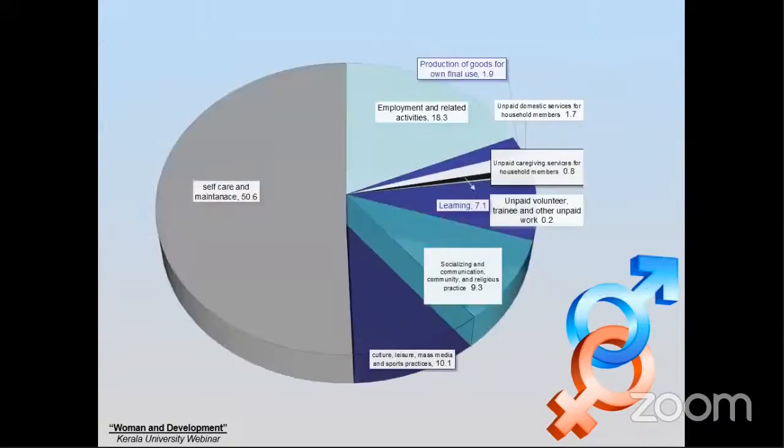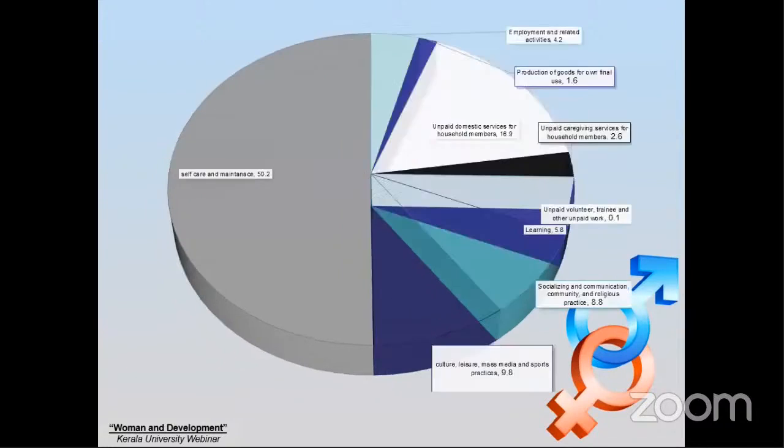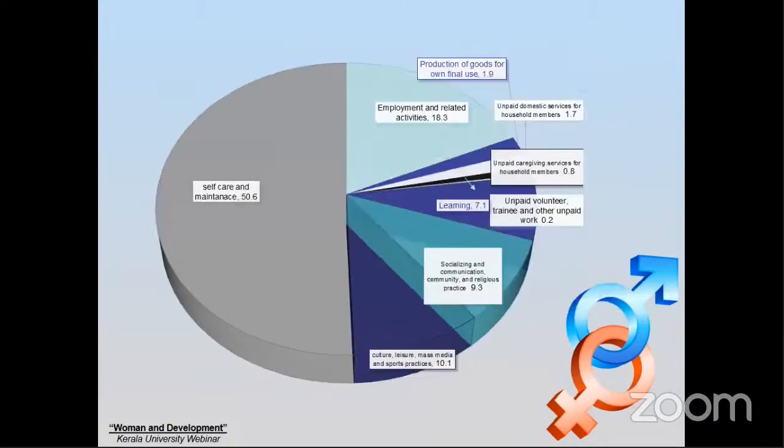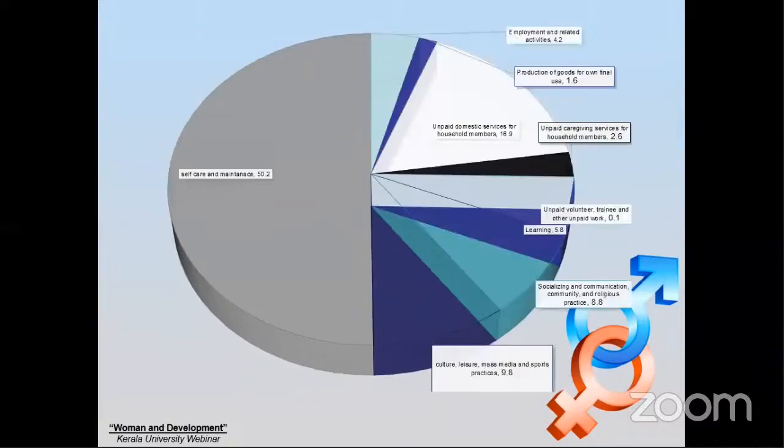When we have a detailed analysis of this graph, these two graphs show the average time spent in different activities in a day by a person. This is the rural graph and this is the urban graph, and we can see the gender gap in paid and unpaid residual activities.